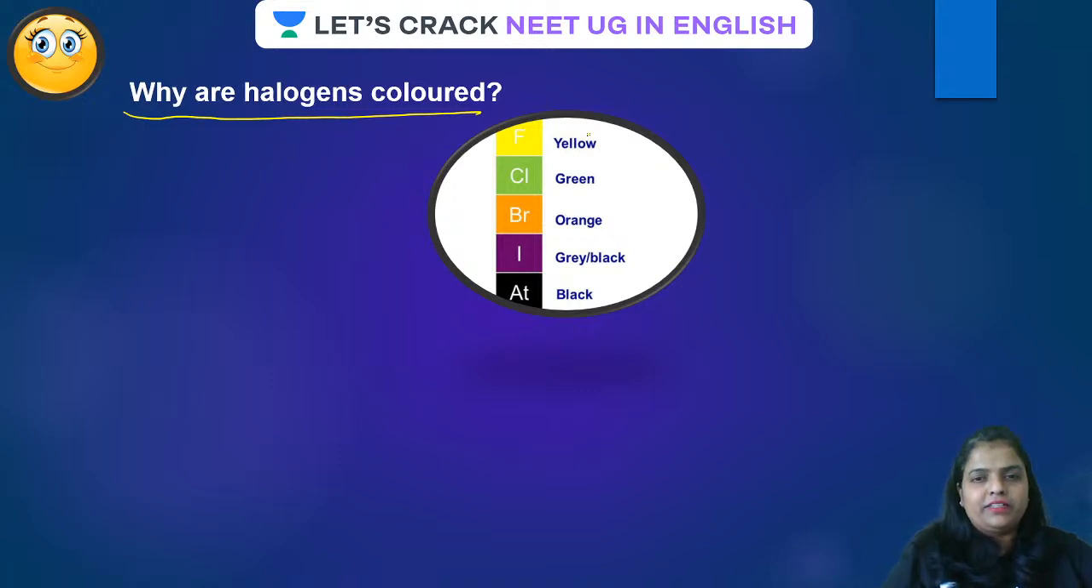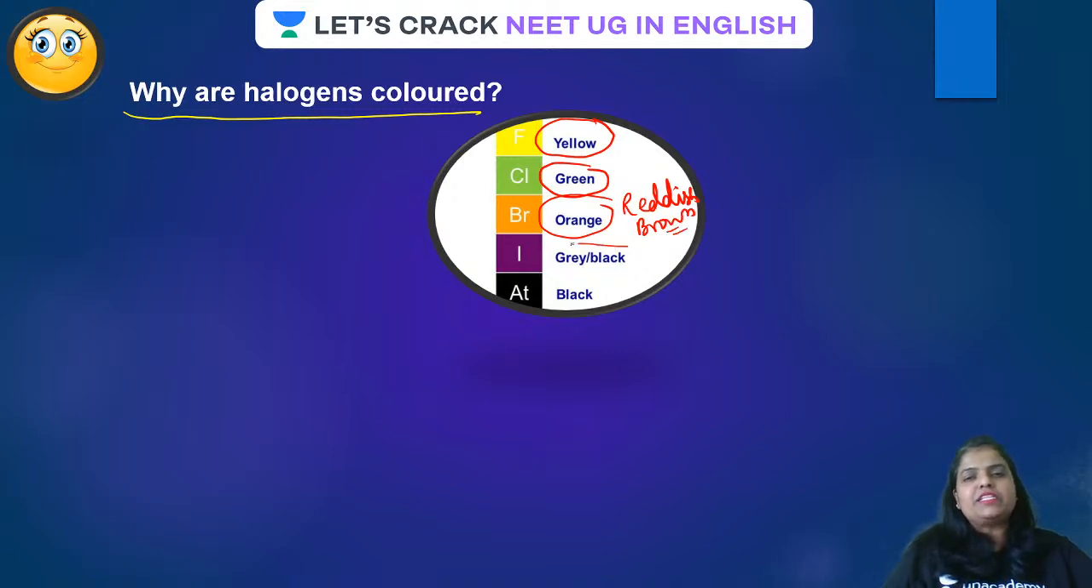Now, guys, you must have come across this question many times. Halogens are colored. Now let us see the color of halogens. Fluorine is yellow. Chlorine is greenish yellow, also called pale green. Bromine is reddish brown or orange. In some books you may find it as reddish brown. And iodine is gray, black, or blue violet.